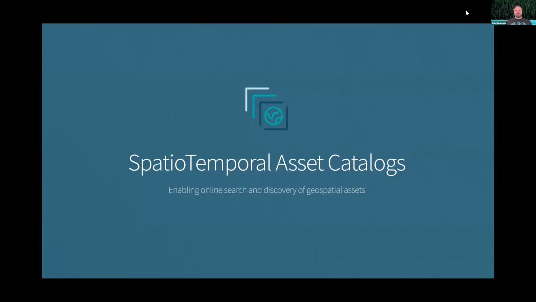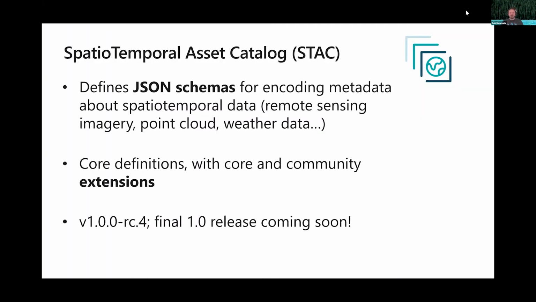It's working towards enabling online search and discovery of geospatial assets. For those of you not familiar with STAC, it really defines a set of JSON schemas for encoding metadata about spatiotemporal data. It comes historically from the Earth observation community, remote sensing satellite imagery folk, who were inventing their own metadata standards as they built out cataloging systems, and all got together and said, how would we start to be consistent about this, on GitHub and in a community-driven way.